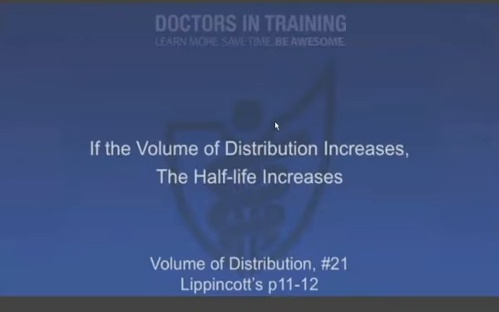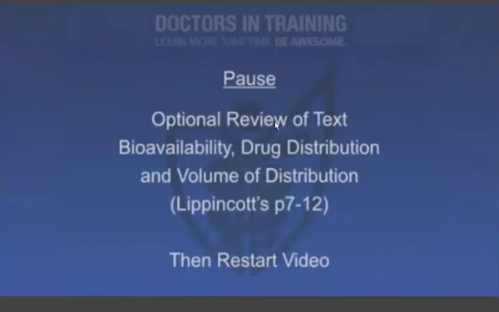If you increase the volume of distribution and allow that drug to be distributed into other compartments, you're going to increase the half-life of the drug. You're going to increase how long it takes to eliminate that drug, and you're going to prolong that drug's duration of action. So volume of distribution is very important, and we'll see it in the Part 2 lecture when we're talking about half-life. Okay, now let's pause for a moment and review the material that was just covered.